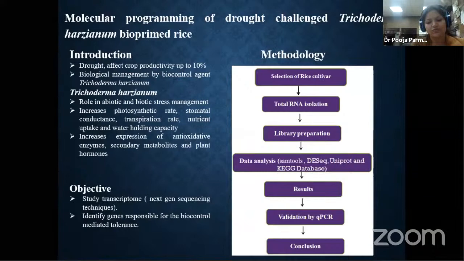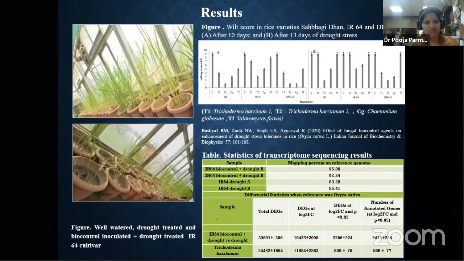So first of all, the results. On the left side of the presentation, there is an image that was responsible for selection of the crop for the present time points, which shows that up to 10 days of drought stress the biocontrol agent was able to maintain plant growth. And on the right side, there is a graph showing the study that was previously carried out by Dr. Vishnu.